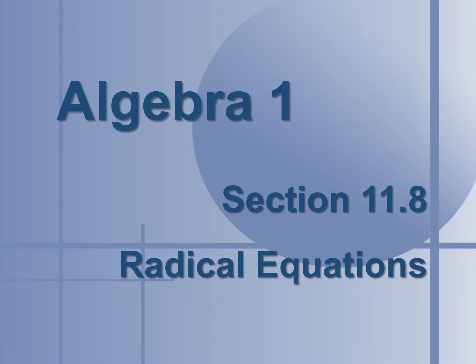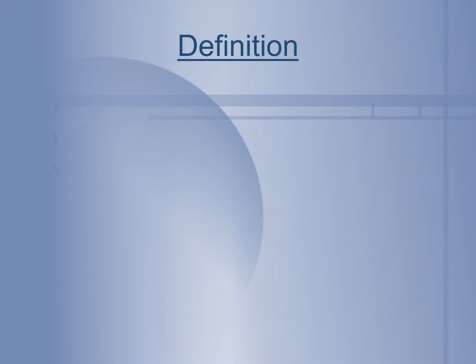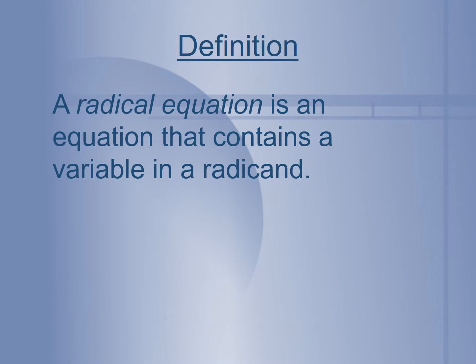To learn how to solve radical equations today. A radical equation is just an equation that contains a variable in the radicand. So it's not just that it has a radicand; the variable actually must be inside the radicand in order for it to be classified as a radical equation.